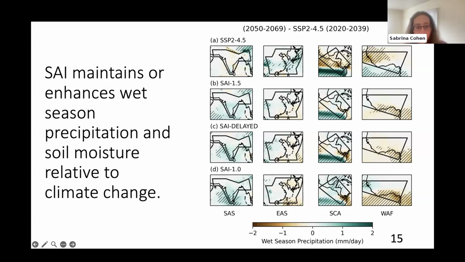And then if we go down here to the extreme SAI cooling scenario, we can see, again, not a huge change in East Asia and South Asia compared to the present day. But if we look here at South Central America and West Africa, we can see that overall there's an increase in precipitation. So therefore, we can see that, for example, in South Central America and West Africa, SAI could potentially be beneficial in terms of increasing wet season precipitation relative to the climate change scenario.